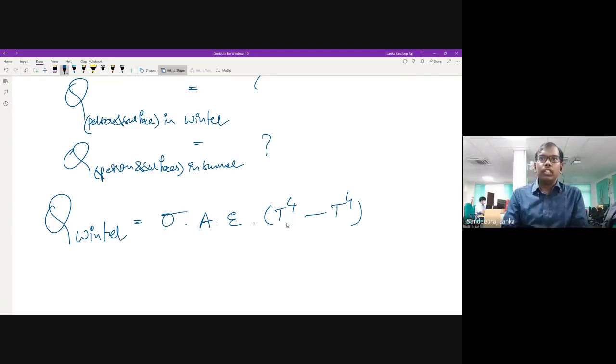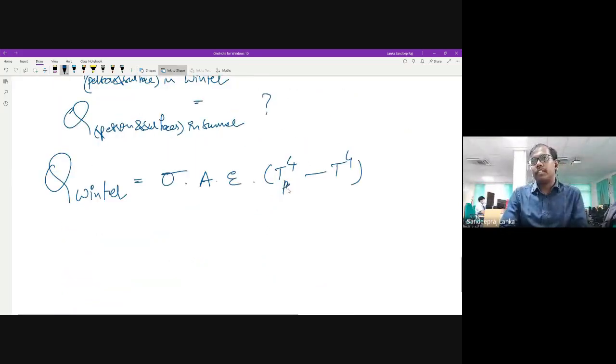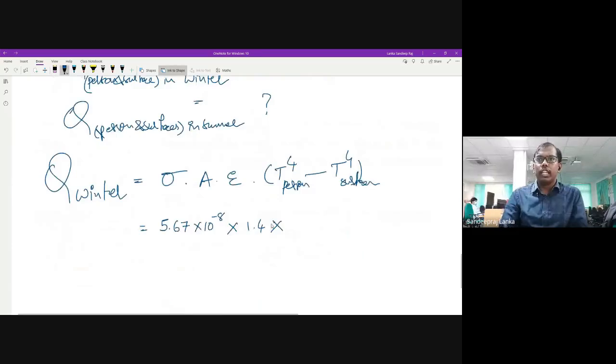So let us call this one person, and this will be surfaces. So the sigma value is 5.67 into 10 to the power of minus 8 into area is 1.4 given in the question. See, the epsilon value he has not given in the question. If he is giving it in the question, you take that value. But in this particular question, he has not given it. So what you can consider is it is 1.